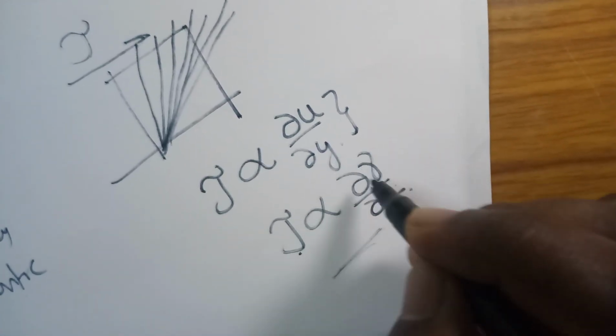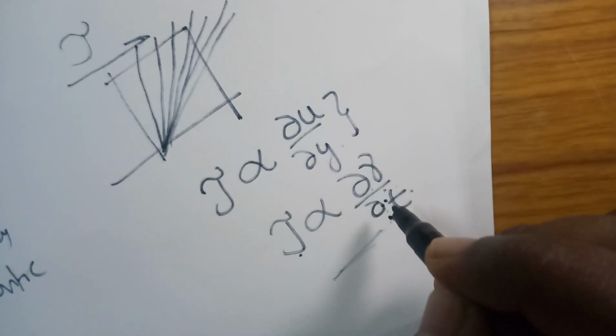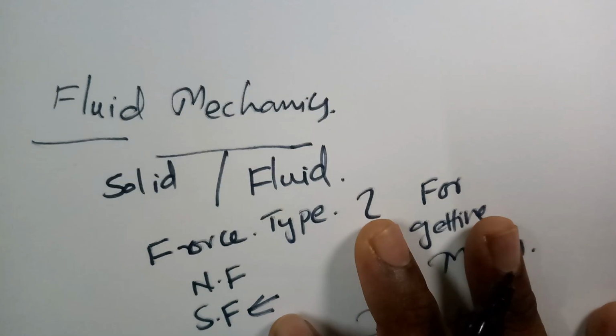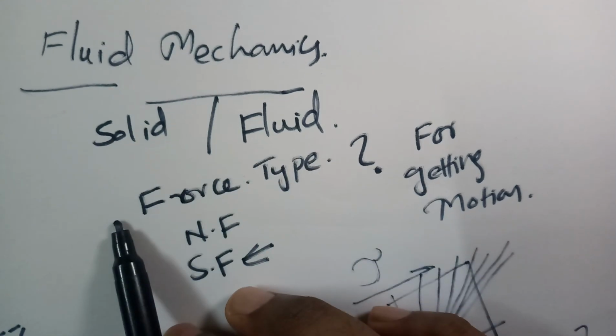So here the shear strain is dynamic in nature. This shear strain is changing with respect to time. That is the concept about the difference between solid and fluid. Thank you.